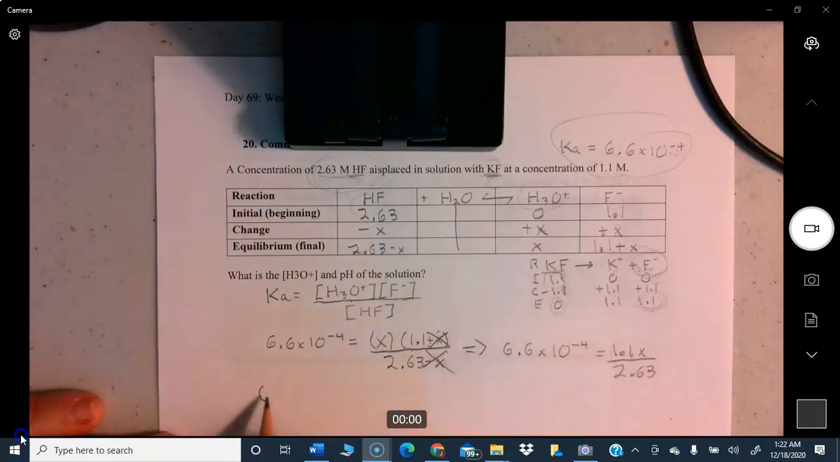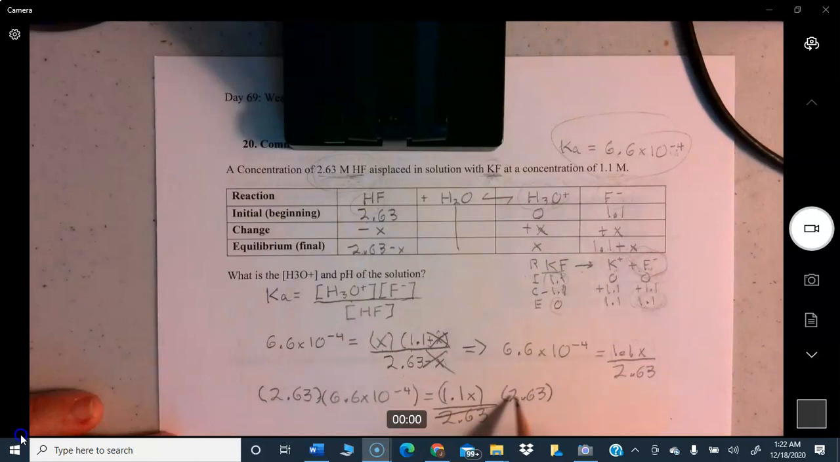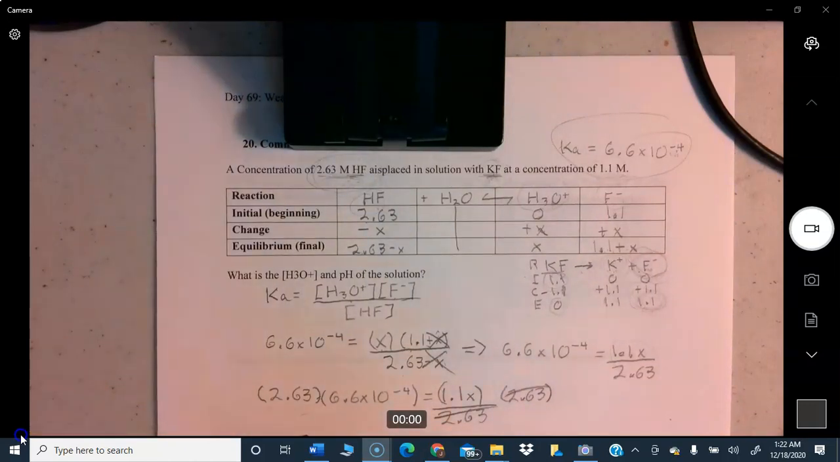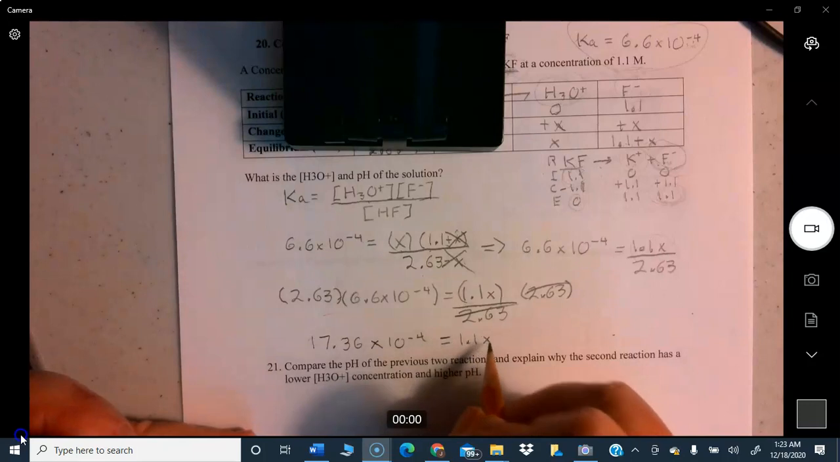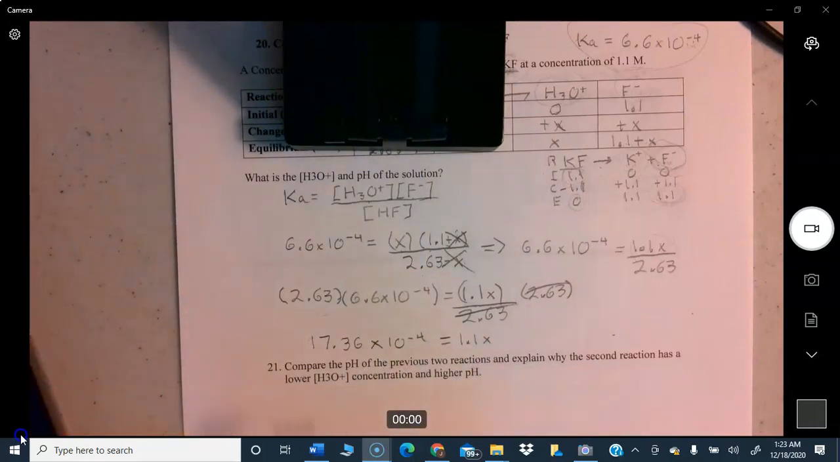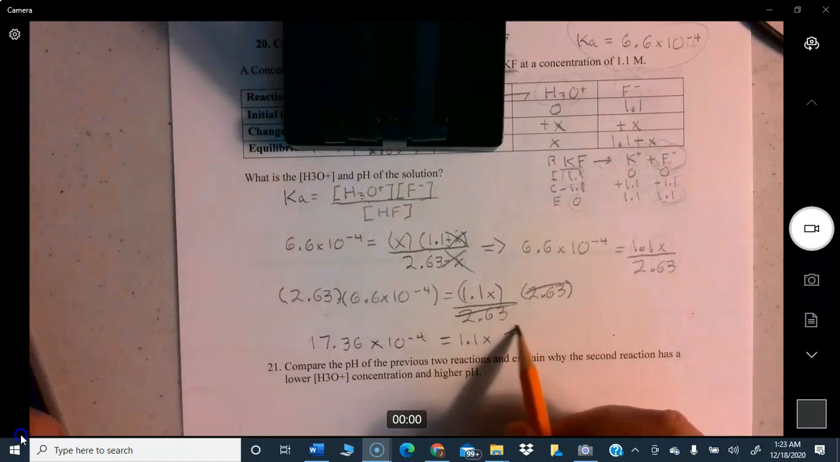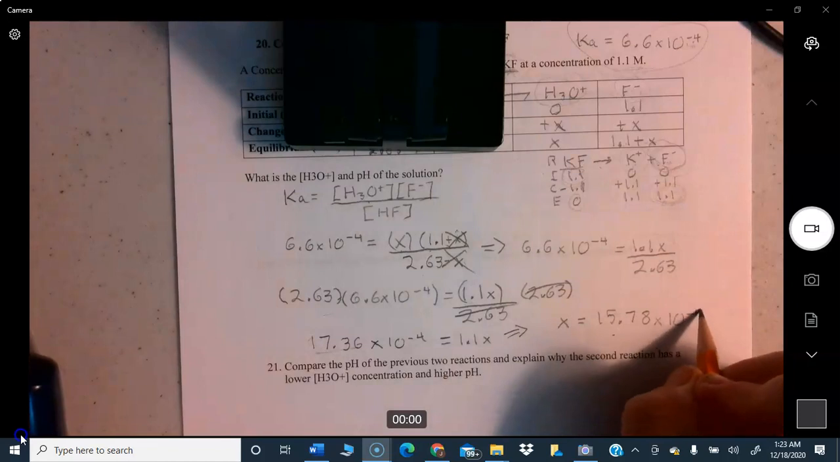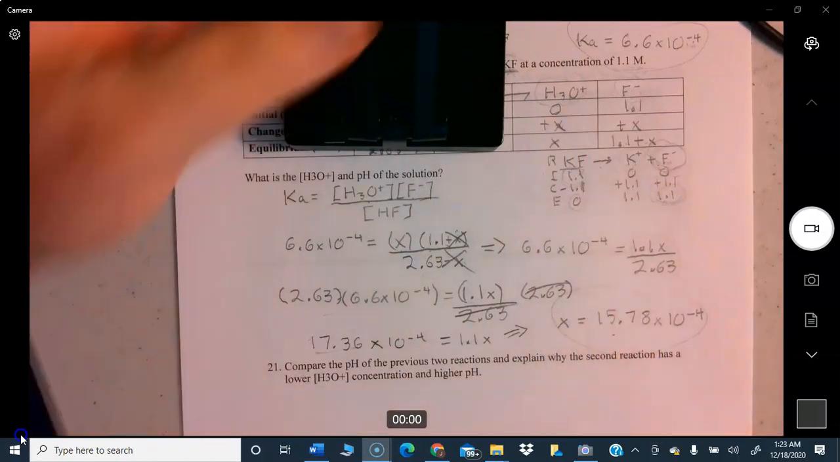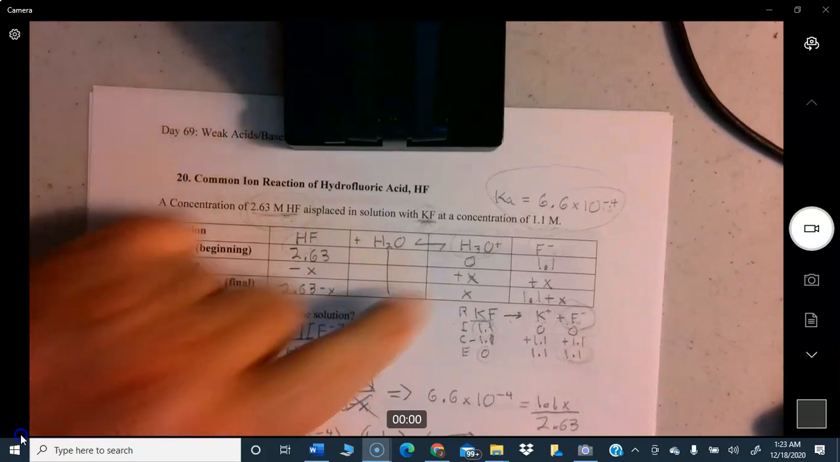So again, we're just going to do the math down here. Same number we got on the last problem. That didn't change. This is what's changed over here. So now we're going to divide both sides by 1.1. Come over here to do that. So I'm dividing this by 1.1, so I'm going to end up with X equals. Okay, so there's the X value. And that's the hydronium concentration.